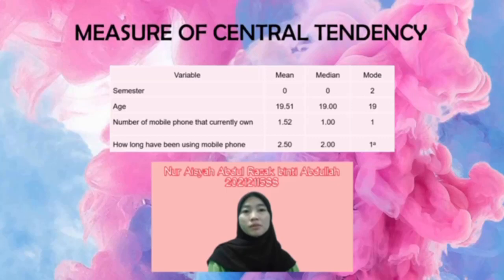1.52 is the average number of mobile phones that is currently owned by the students. The median value is 1.00 and most of the students currently own one mobile phone.